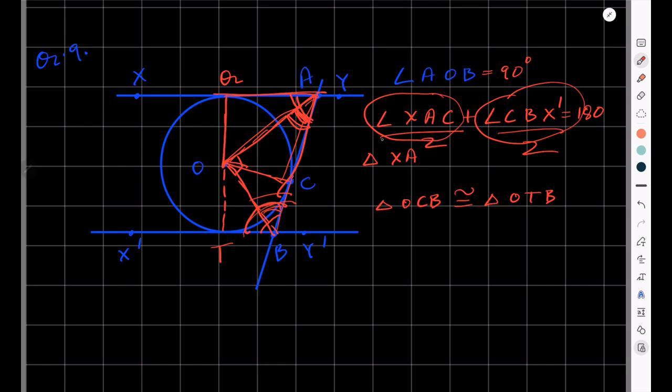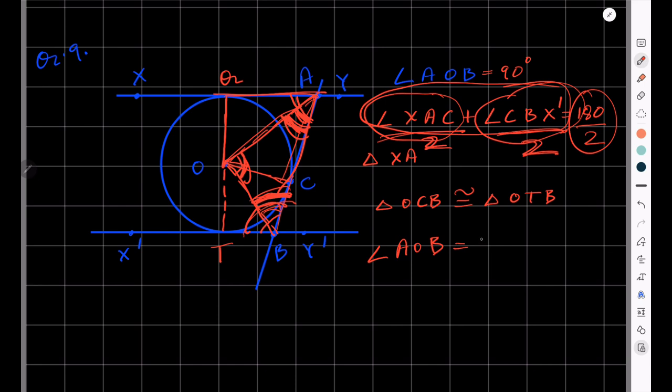But if we halve both of it, this one and this one, we know that together they are 180 degree, so we can also say that this is 180 degree divided by 2, isn't it? So we have already proven that these two angles are 90 degree. So if these two angles are 90 degree, then this also has to be 90 degree. Angle AOB also has to be 90 degree.